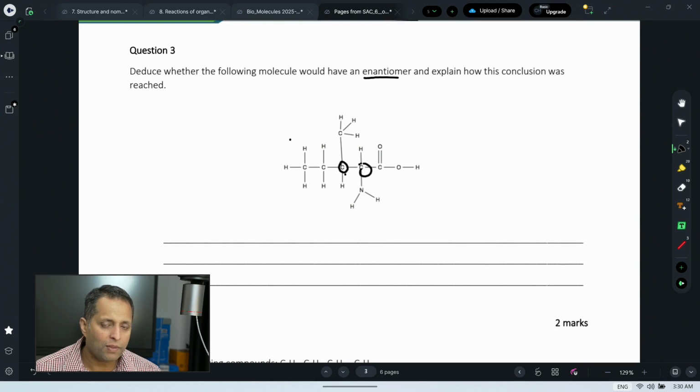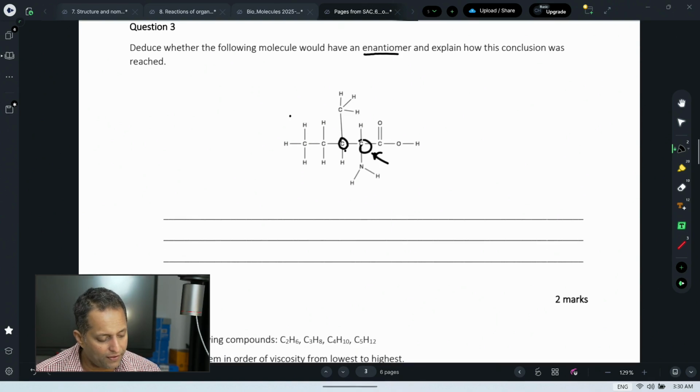So if you have a molecule with at least one chiral carbon, you can call that molecule an enantiomer. All right, man, the words are coming a bit slowly. It's 3:30. Sorry about that. So this is chiral, this is chiral. Therefore, this molecule can exist as enantiomers. We'll talk about that in great detail later.